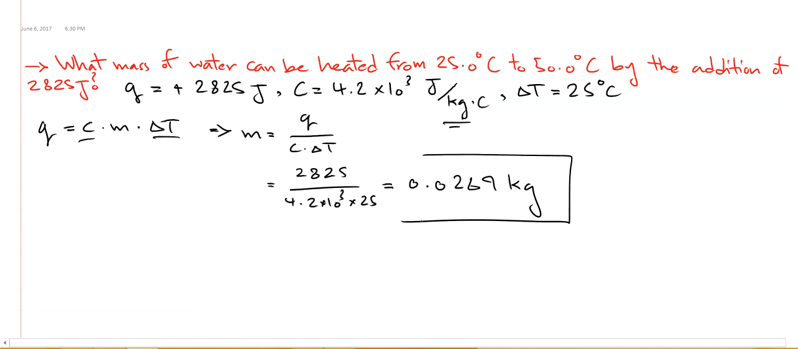Now the question doesn't ask me to give the mass in any certain units, so I can give it just in kilograms because it corresponds with the units of the specific heat capacity. And that is our final answer.